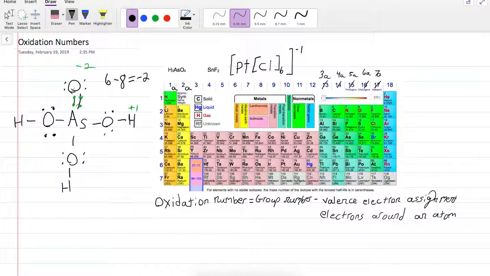So there are exceptions. And let's do the same for hydrogen. Hydrogen has a group number of 1. And there are 2 electrons in this bond, but all of them are going to go to oxygen. Hydrogen's not very electronegative relative to oxygen. So it's going to be 1 minus 0, and that gives you 1. And that's how we get the oxidation number of +1.